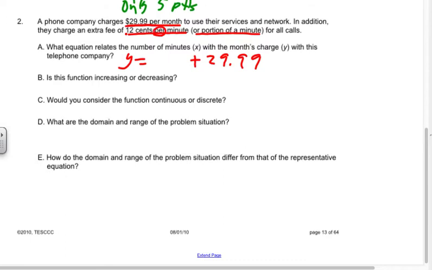This right here should key you that you're dealing with a minute. So it's going to be converting that to dollars, 12 cents is 0.12 times minutes, which is x. And there's your equation. So is this function increasing or decreasing? You can tell this without even graphing it. Your slope's positive, it's increasing.